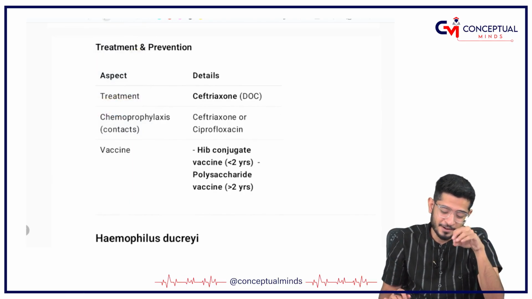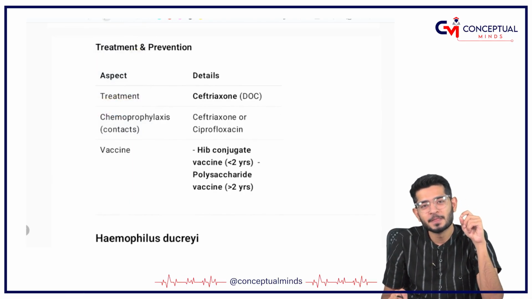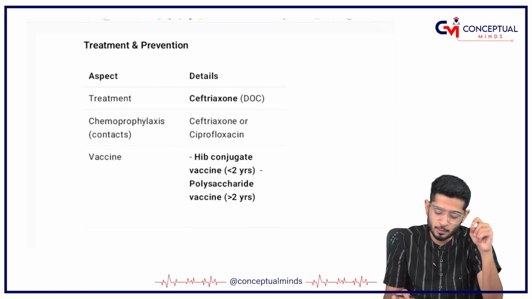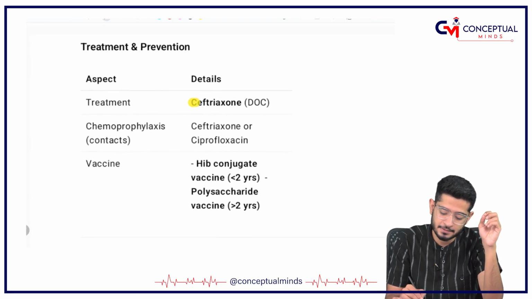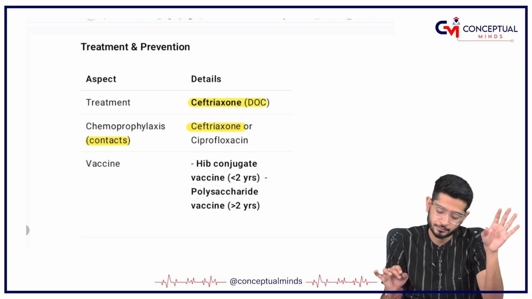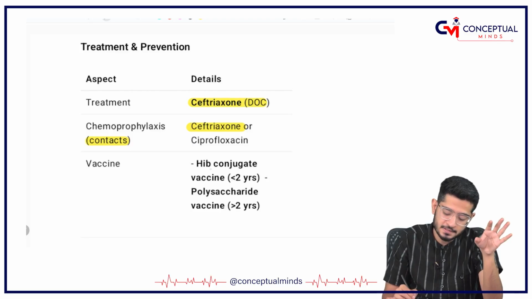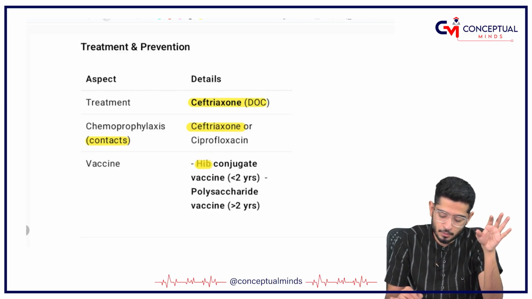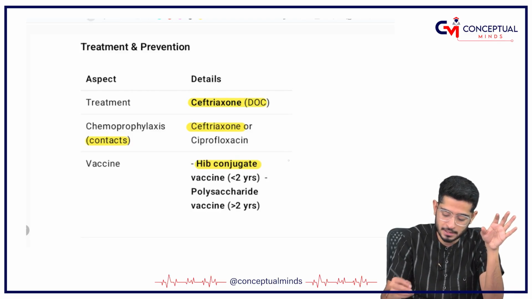After that, coming on to the treatment part. For Haemophilus influenzae, the treatment is ceftriaxone. The chemoprophylaxis for the contacts is also ceftriaxone, right? So ceftriaxone is given for Haemophilus influenzae. This is important. What is the vaccine there? HIB, Haemophilus influenzae B conjugate vaccine.